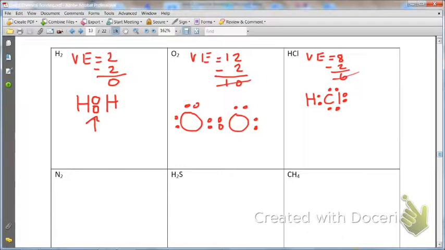Now let's see if every atom has a complete outer shell. If you count them up, chlorine has 2, 4, 6, 8 electrons, so chlorine is good. And the hydrogen is also good because it only needs 2 electrons to have a complete shell, and it does that with that single bond. So there is HCl for us. All done.